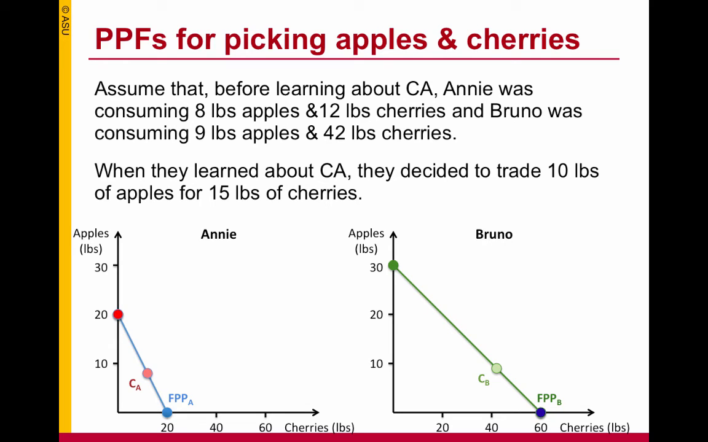From Annie's perspective, this trade is worthwhile. If she were to stay put, she could forego 10 pounds of apples and obtain 10 pounds of cherries. We see that she gets 5 more pounds from Bruno. From Bruno's perspective, if he were to forego 15 pounds of cherries, he would only pick 7.5 pounds of apples. So that's a great trade for him as well. What does this mean then? It means that they can do better by trading than they can do by themselves. Trade allows them to consume outside of their PPF, and that's pretty fantastic.